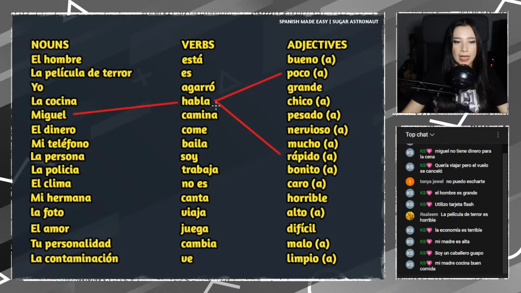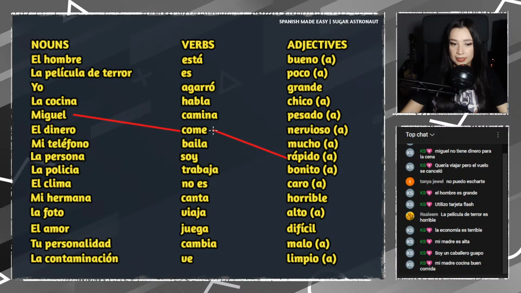I think that's it. That's it for habla. I mean, you could also say Miguel agarró, but let's just use a different verb. Come. Miguel come rápido. Miguel eats fast. Miguel come. And I think that's it. That's all we can do. Or if you say Miguel come poco, Miguel eats a little only. Not much. So that's bad.